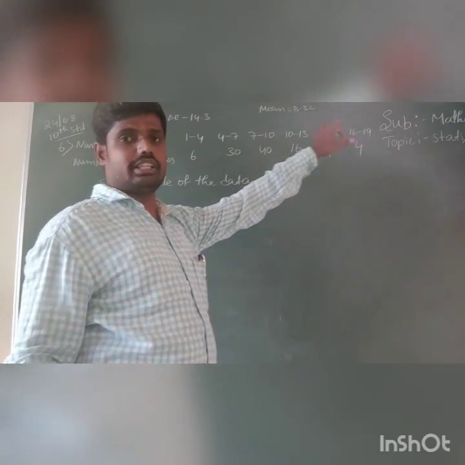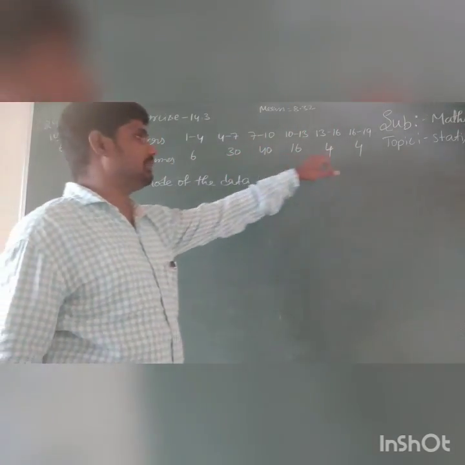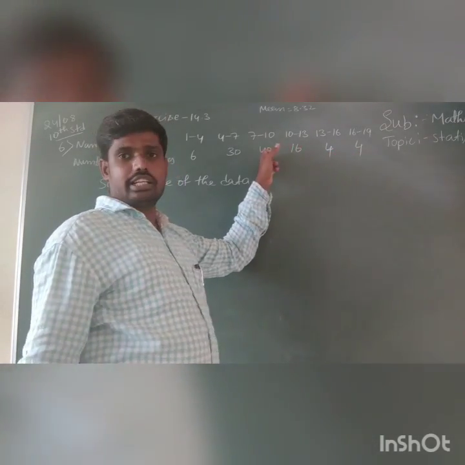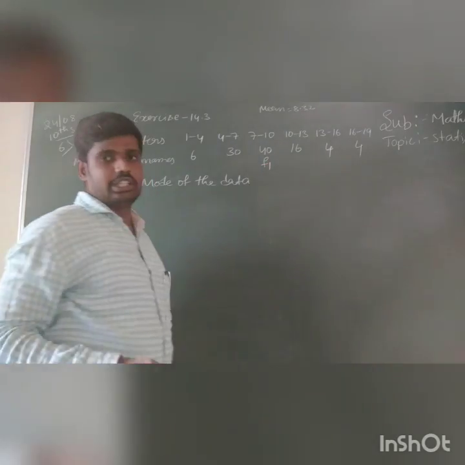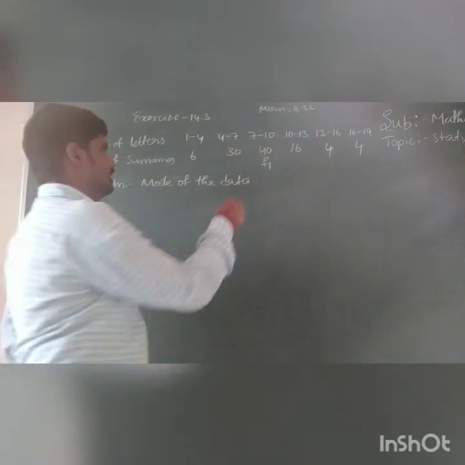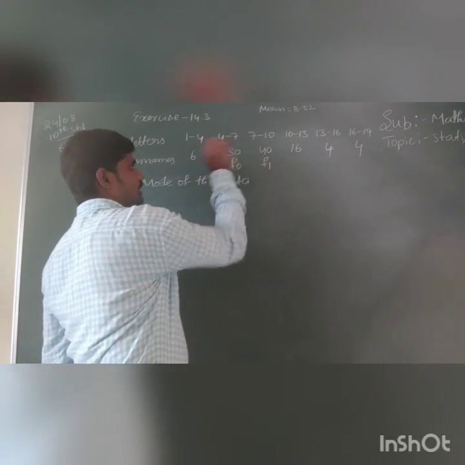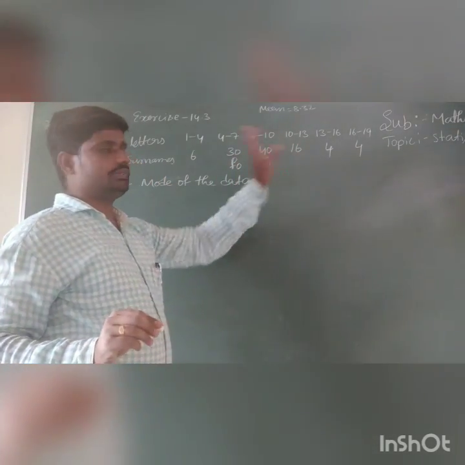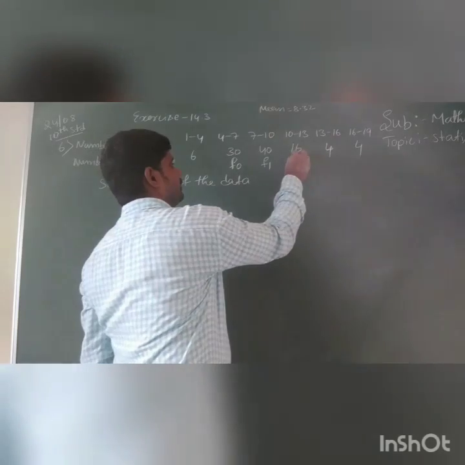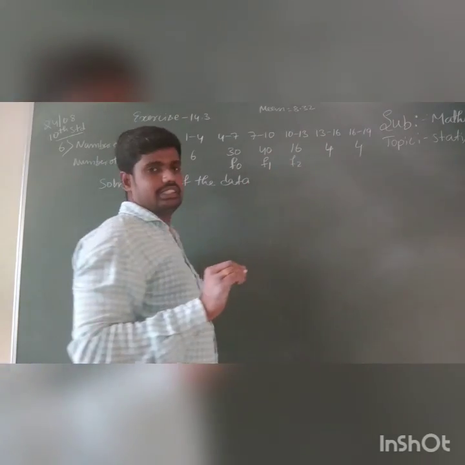Class interval is given, corresponding frequency is given. Which is the highest frequency? 40 is the highest frequency. The 40 is called F1. The frequency before the highest frequency is called F0. F0 value is 30, F1 value is 40. The frequency after the highest frequency is called F2. Value of F2 is 16.